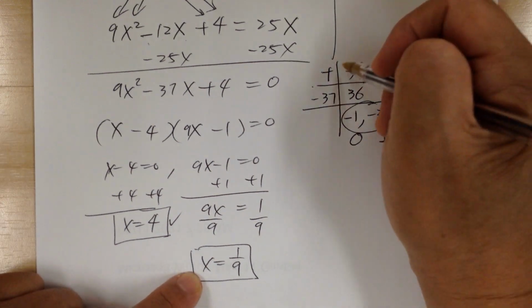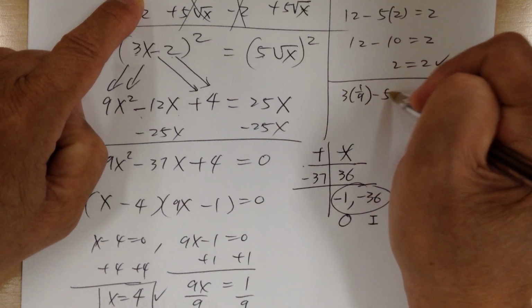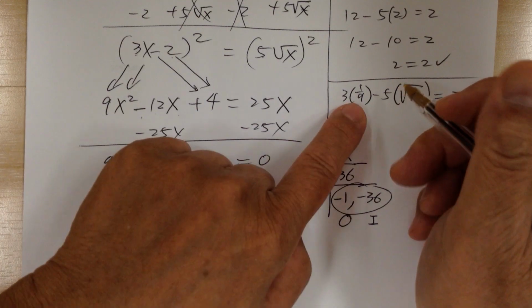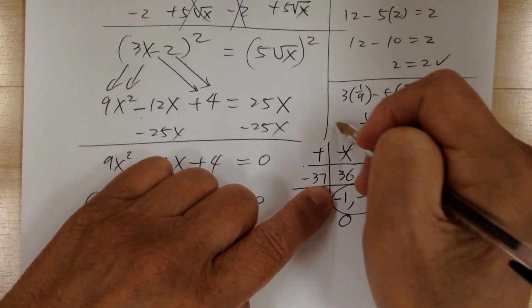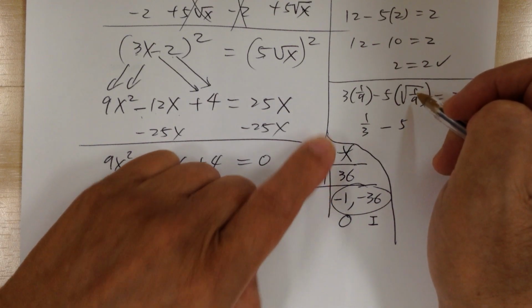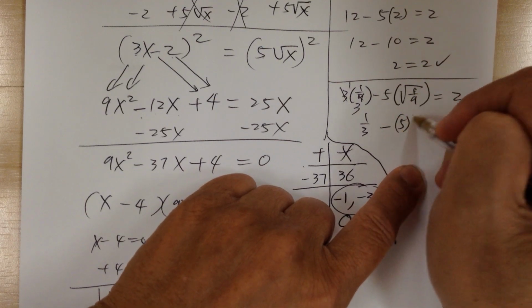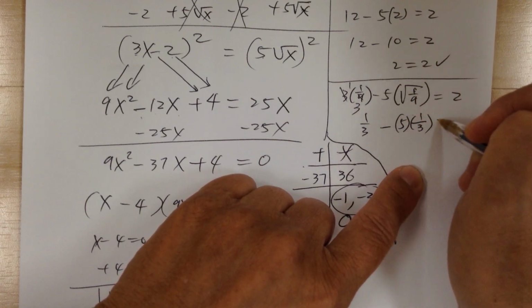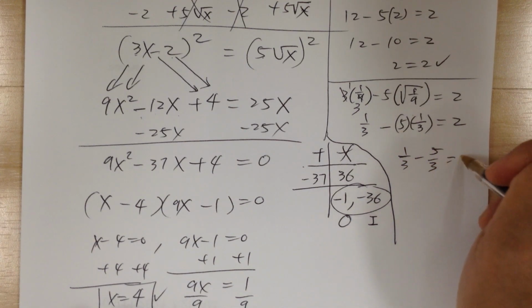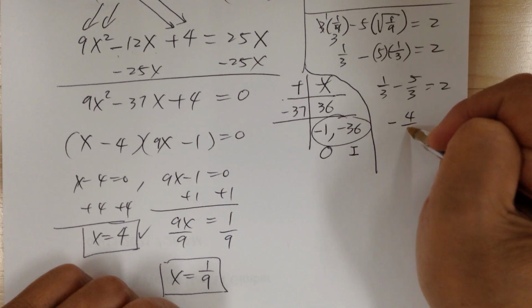Okay, now let's do the 1/9. So 3 times 1 over 9 minus 5 times square root of 1 over 9 equal to 2. So this is equal to 1/3 minus, and this cancels out. Now this one becomes square root of 1 is 1, square root of 9 is 3. So I get 1/3 minus 5 over 3 equal to 2. So I get negative 4 over 3 equal to 2.